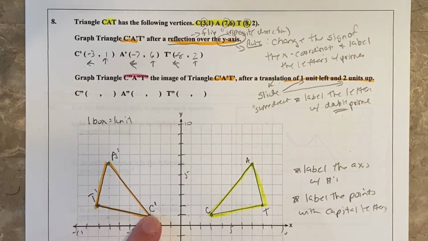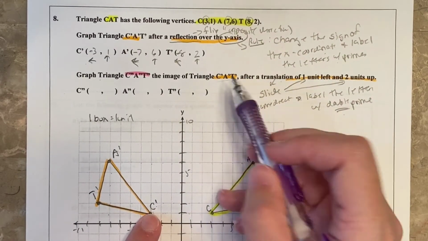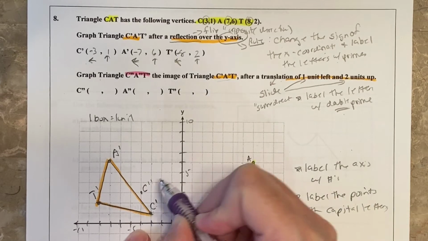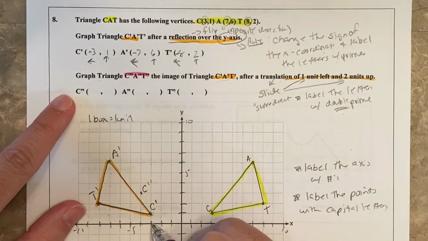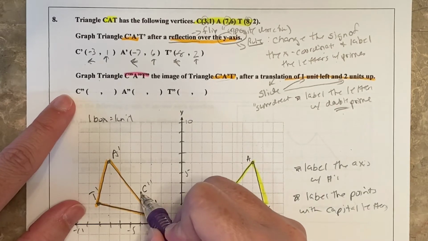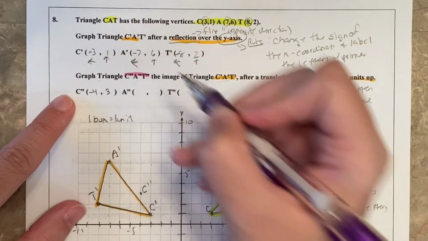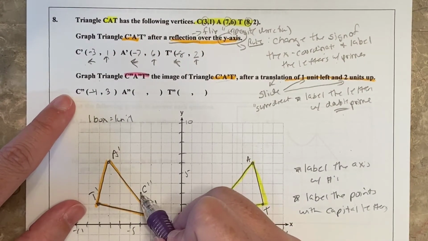All right, so here we go. So start with C prime, right, because that's what we're moving. We're going to go 1 to the left and 2 up. So that's going to be C double prime. So let's do that coordinate. So 1, 2, 3 to the left. Wait, 1, 2, 3, 4 to the left. 1, 2, 3 up. So 1, 2, 3, 4. So -4 to the left, and then 3 up. So 4 to the left is negative, 3 up is positive.